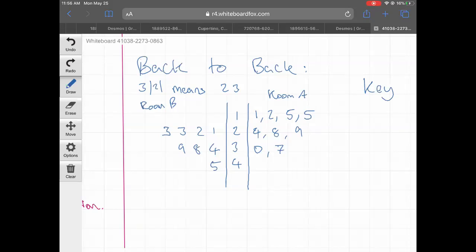Someone else could walk into room B who was also 45. Now I've got 23 and 45 in room B. So actually there's two modes, and that's fine. I can have two modes, I can have three modes, I can have four modes.